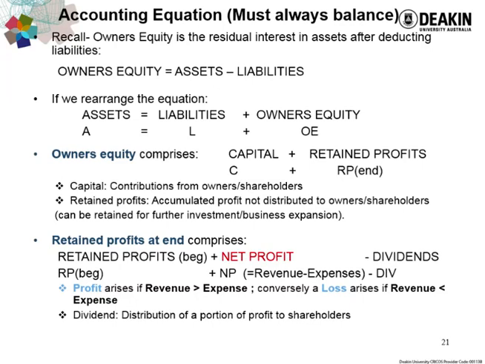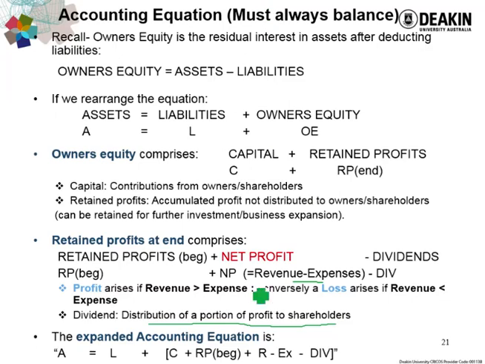And how do we calculate net profit? Revenue minus expense. When your revenue is greater than expense, you have net profit. If your revenue is less than expense, you will have a net loss. And what is dividend? Dividend is a distribution of profit to shareholders. Note that we only distribute a portion of profit rather than the full profit because we want to maintain some profit in the company for future expansion. And note that dividend is not an expense.